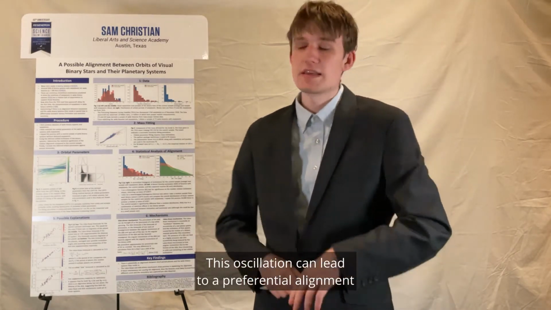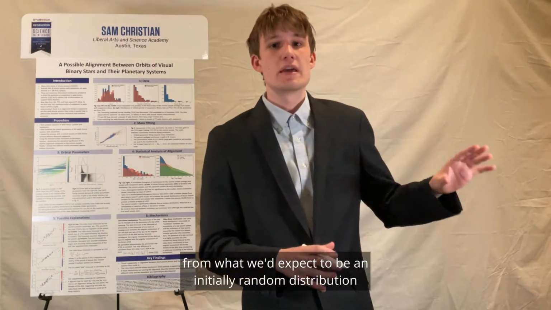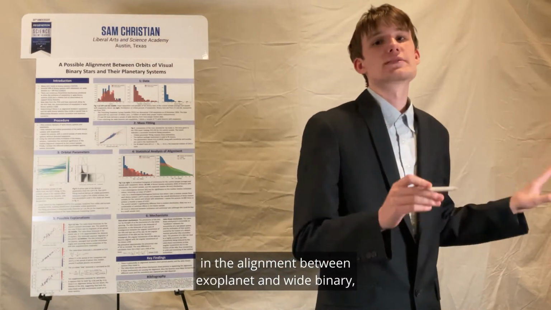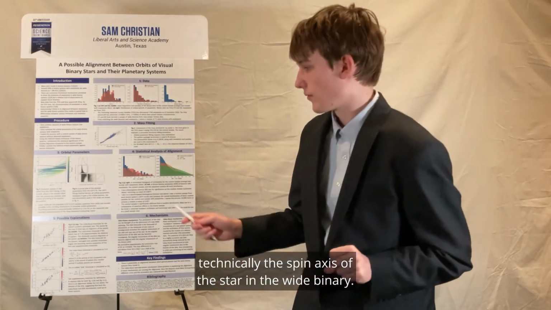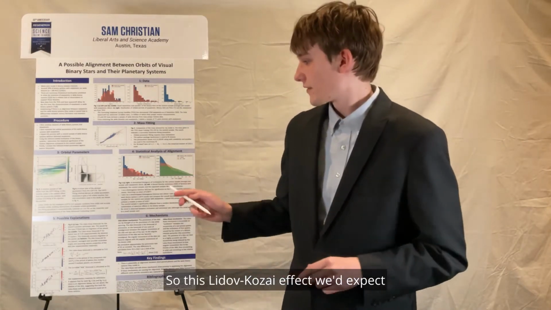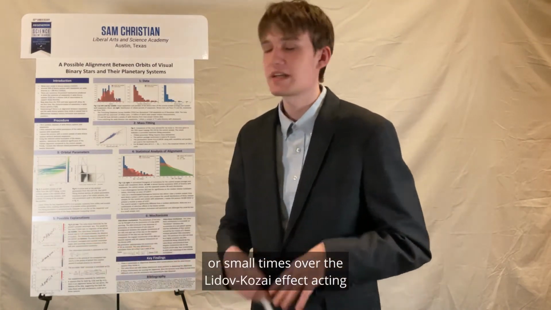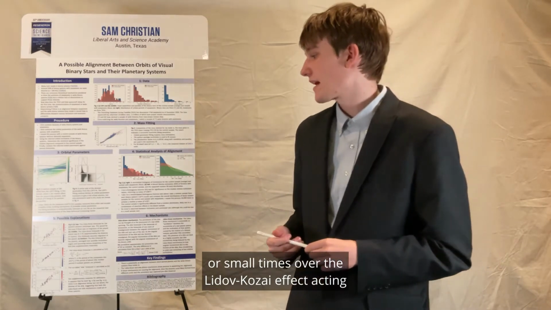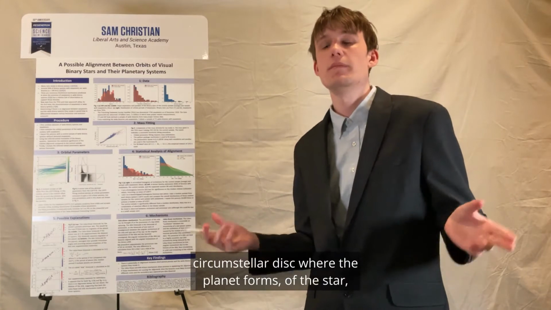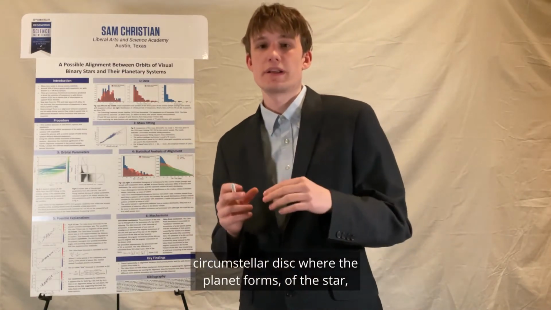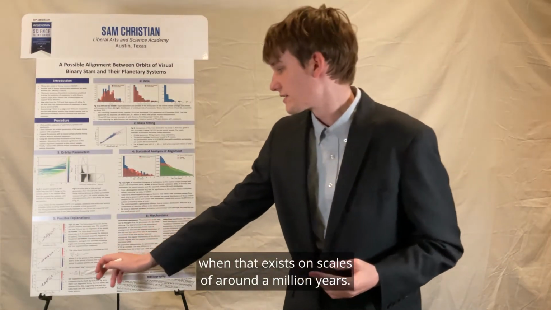This oscillation can lead to a preferential alignment for what we'd expect to be an initially random distribution in the alignment between the exoplanet and the wide binary, technically the spin axis of the star in the wide binary. So this Lidov-Kozai effect we'd expect to only see at small timescales, because the Lidov-Kozai effect can only exist when the stellar disk where the planet forms around the star exists, on scales of around 1 million years.